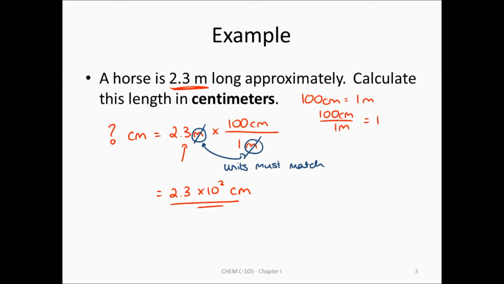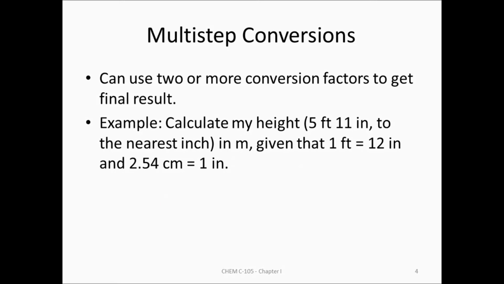There are, however, cases where we have to do conversions in multiple steps because we don't have one conversion factor for the whole thing. We can still do it. Here, 5 feet 11 inches, which is my height, is 71 inches to 2 significant figures. I want my answer in meters, and I start with 71 inches. The first thing I want to do is get rid of inches, but the only place I can go to is centimeters. I can't get to meters directly.